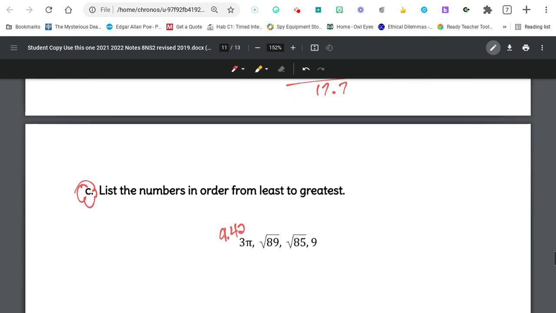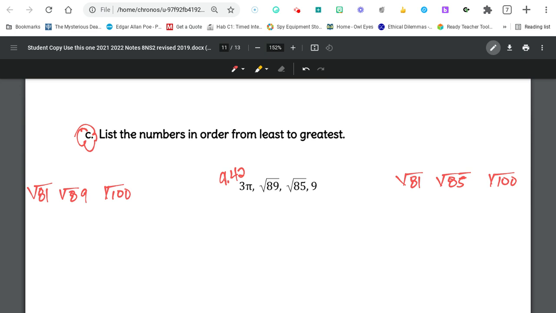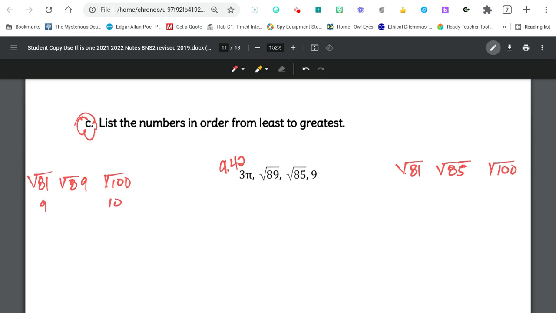And I just need to approximate the square root of 89. And over here, I'm going to approximate the square root of 85. All right, this is between 81 and 100, and this is between 81 and 100 as well. I already know the square root of 89 is greater than the square root of 85. I'm just concerned about what each one is compared to 9.42. So 9 and 10. I'm just going to use one thing to check both of them.